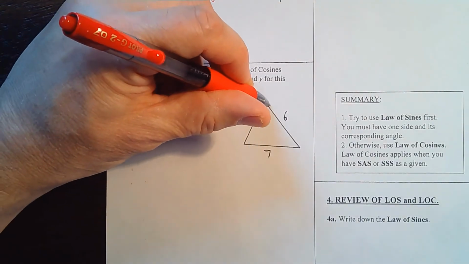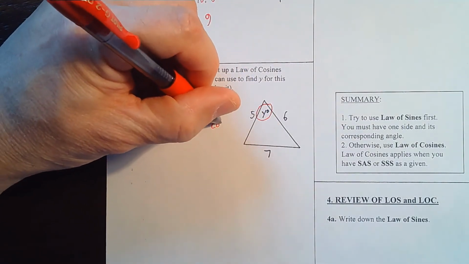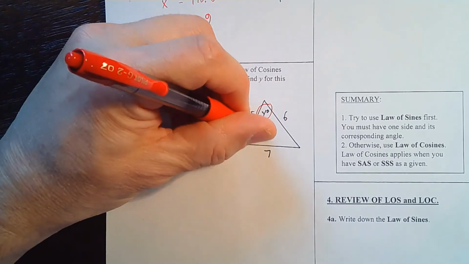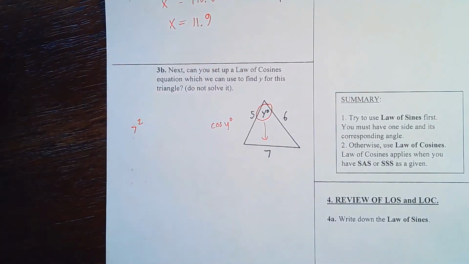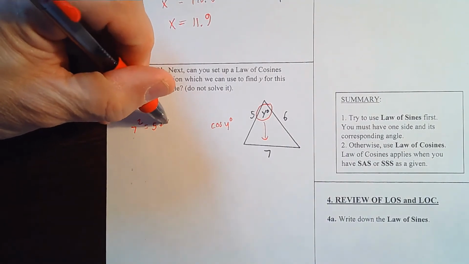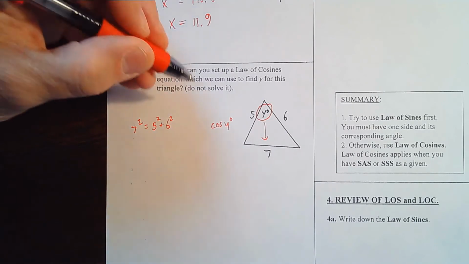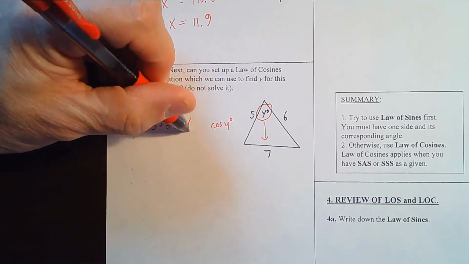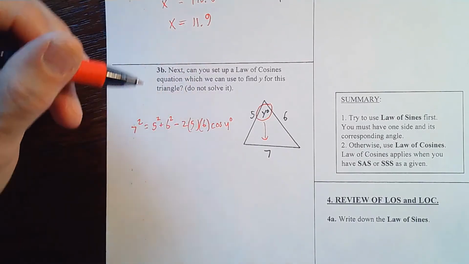The angle we're going to be using is the y degree, so I'm going to write cosine y degrees. The side opposite it is 7 again, so that's going to be by itself on the other side of the equal sign, 7 squared. And then by now it should be easy to fill in the 5 squared and the 6 squared. Pythagorean theorem, minus 2 times 5 times 6 times cosine y.